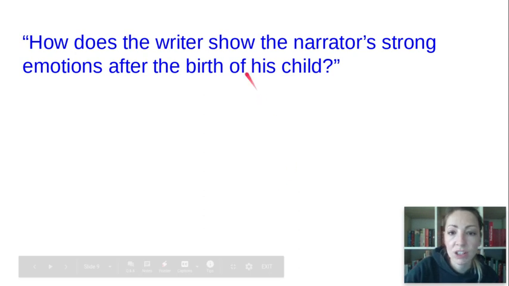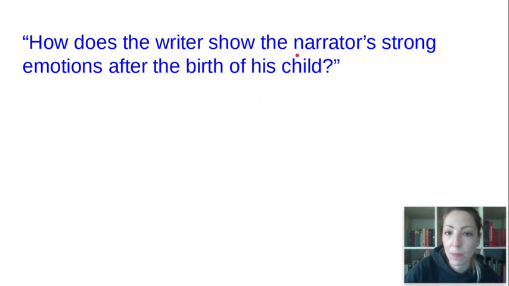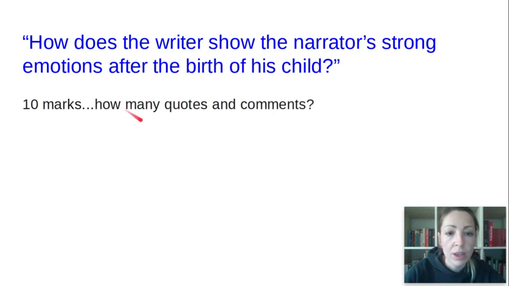Now look at some of these key words. Strong emotions. After the birth of his child, and we've got this word here as well, haven't we? How? So we know we're not just looking at what is said that shows his strong emotions, like what he does and how he acts and that sort of stuff. You're also looking at the techniques that the writer uses to get across those strong emotions. Okay, it's worth 10 marks.